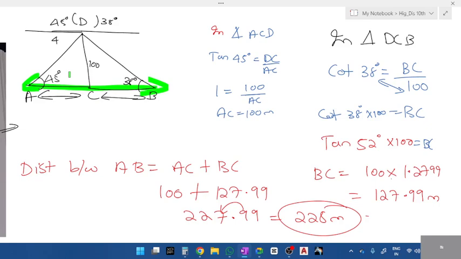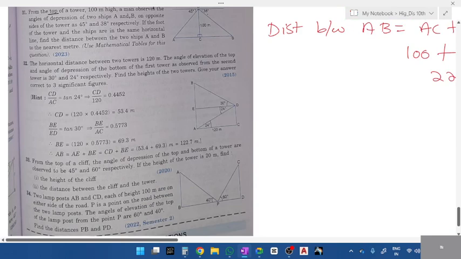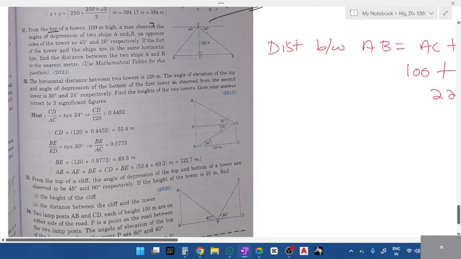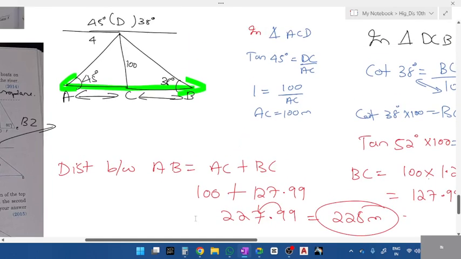I'll give 3-4 questions for homework. Other questions you can try whenever we do test. I'll give these questions for test. See, all these are similar questions. Even 32 is similar. To look at the stuff, we have two triangles. If you apply the same concept, you'll get the answer. Complete.